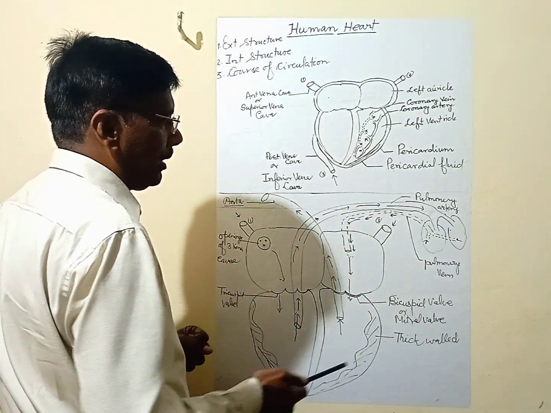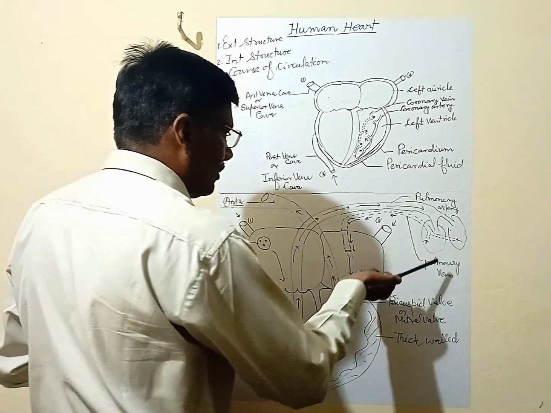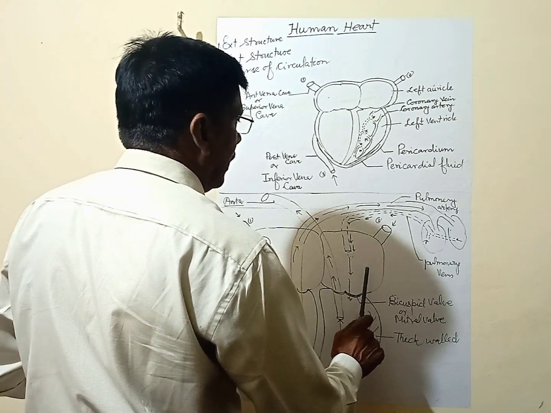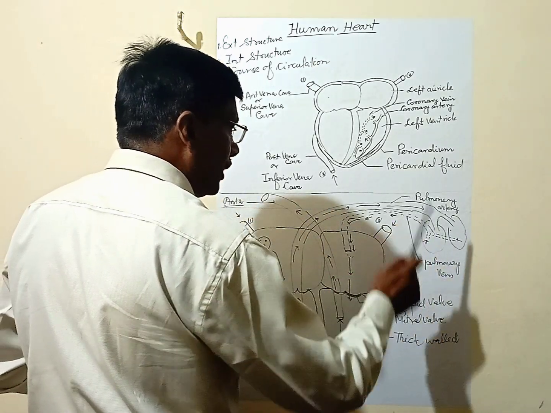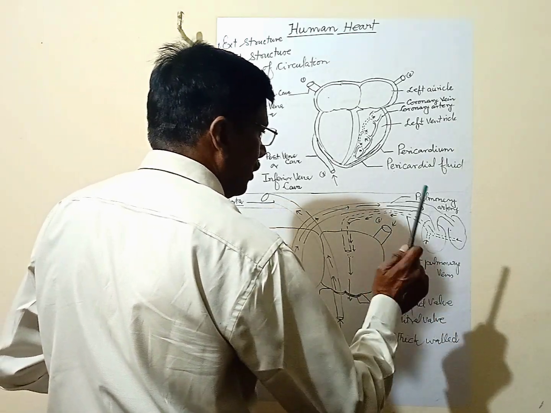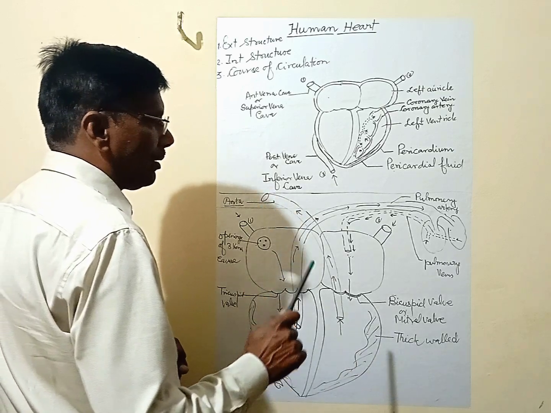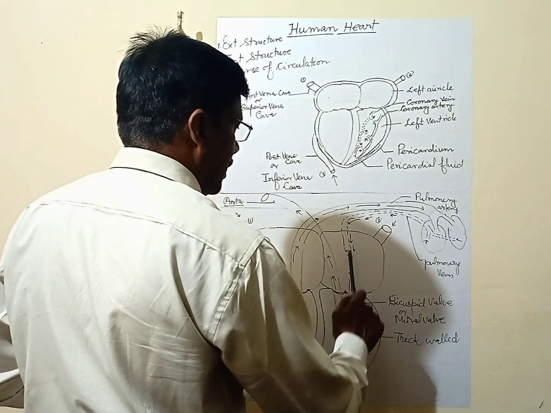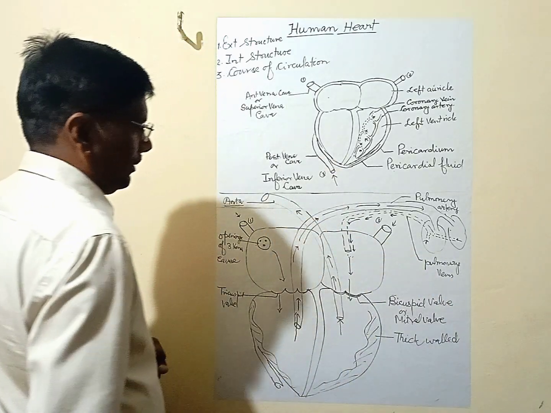This pure blood, we can call it oxygenated blood, is brought back into the left auricle. It is known as the pulmonary vein, it is also an exception. All the veins carry impure blood, but this vein carries pure blood. This blood comes into the left auricle.